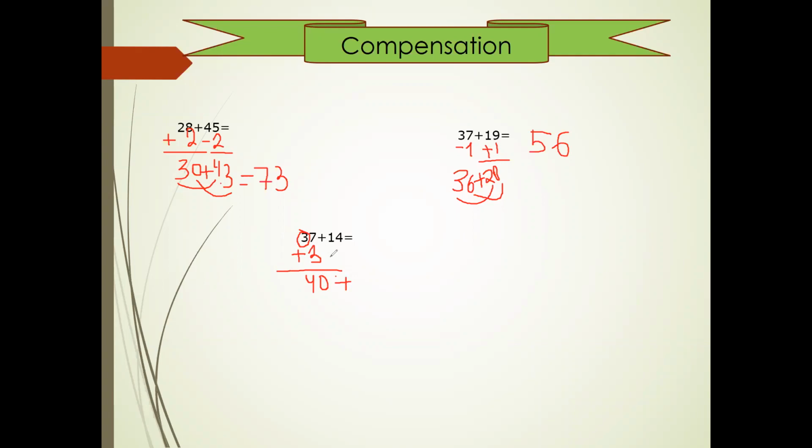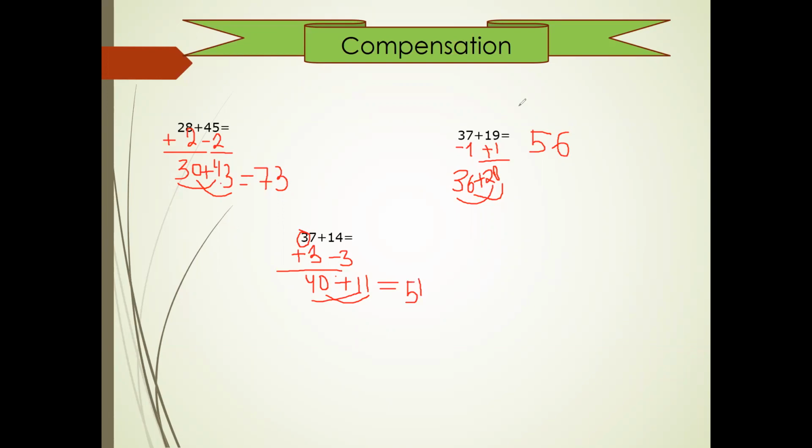Plus 3, here we do minus 3. And we have 40 plus 11 equals 0 plus 1, 1. 4 plus 1, 5. So we get 51. So this is about compensation.